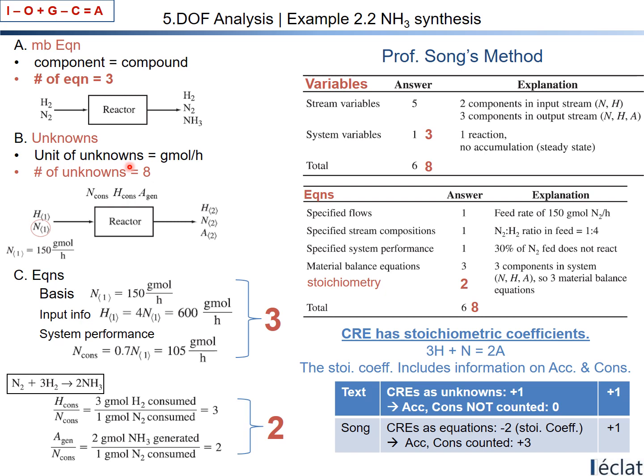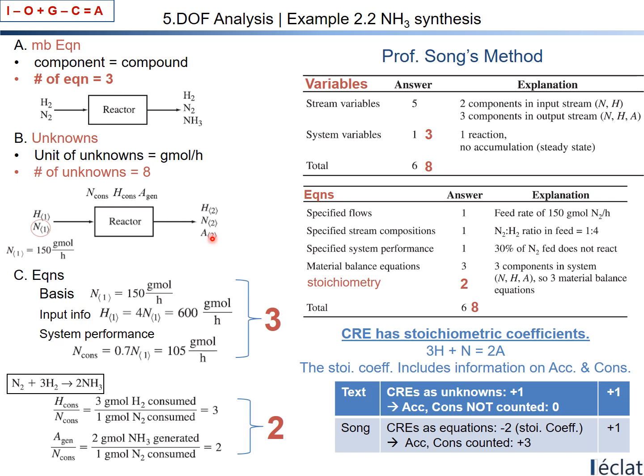The unit of unknowns is gram mole per hour, because you have got some hint from the basis value like 150 gram mole per hour. And then let me write down the stream variables and then the system variables. In this case, hydrogen and nitrogen are introduced into the reactor as the input number 1. So H1, N1. How about the output? H2, N2, A2. Those 5 are the stream variables.